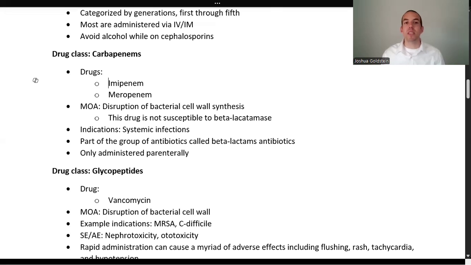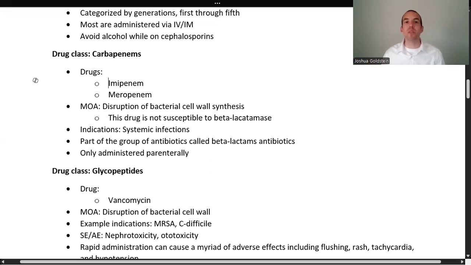Next, we have the carbapenems. This is another one that works by blocking cell wall synthesis. This drug does not use beta-lactams. Even if the bacteria that we're fighting has those shields, the beta-lactamase, they would still be defenseless against this class of drugs, even though this is a beta-lactam antibiotic.